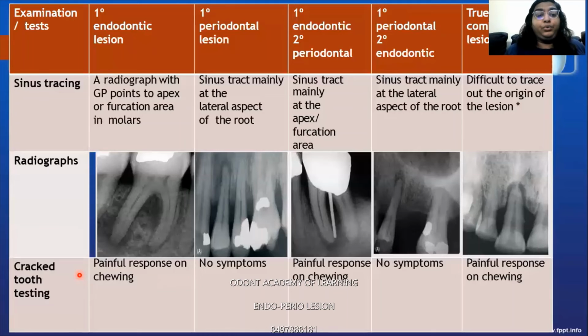If there is a cracked tooth, then the pain will be there when the patient releases his bite. Okay, when the patient releases his bite, at that time there will be pain in the case of a cracked tooth. Whereas in normal situations, when there is no crack, the tooth is intact, there's no fracture or crack, at that time there will be painful response upon chewing and not on releasing. Okay, so this painful response on chewing is seen in primary endo with secondary perio, and in true combined lesion.